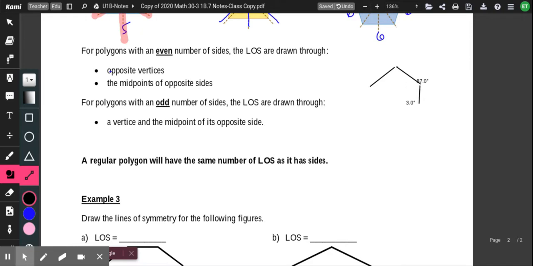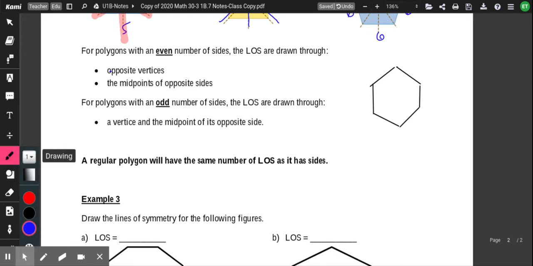Look at me go. There we go. There's a hexagon. Okay, so I got 6 sides for a hexagon. So this is my 6-sided hexagon. We're going to pretend that every side is the same length.